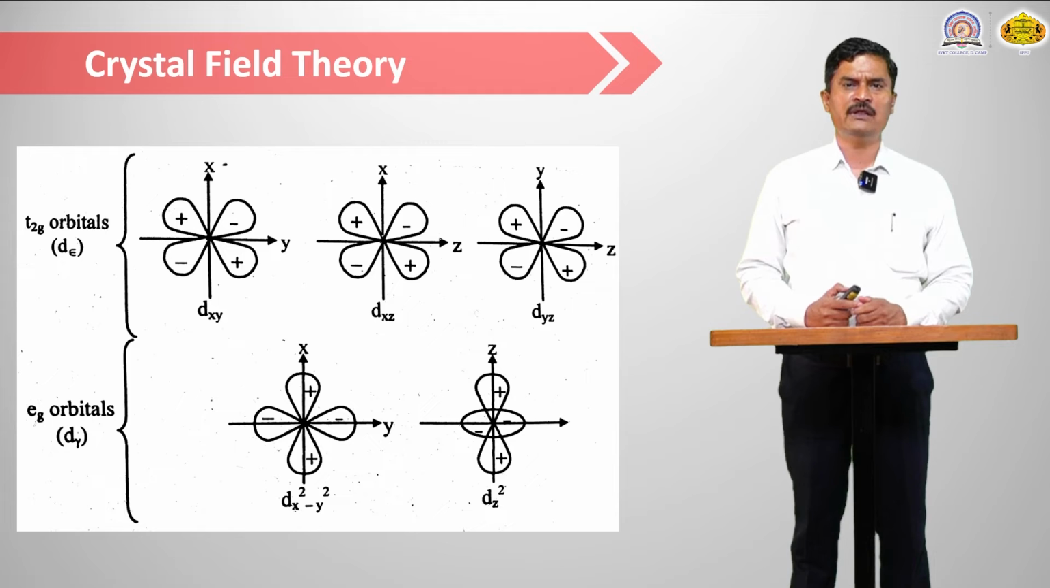So, in crystal field theory, there are two sets of orbitals. The first set is known as the T2g set, which has three orbitals: dxy, dyz and dxz. The other set is known as the Eg set, which has the orbitals dx square minus y square and dz square. The Eg orbitals are present on the axes, and the T2g orbitals have their lobes in between the axes.